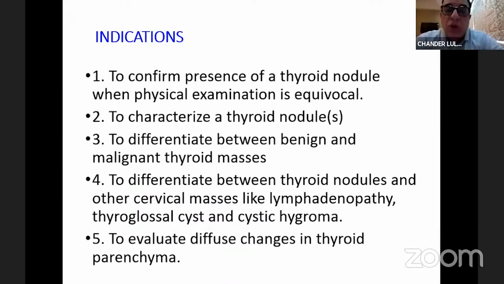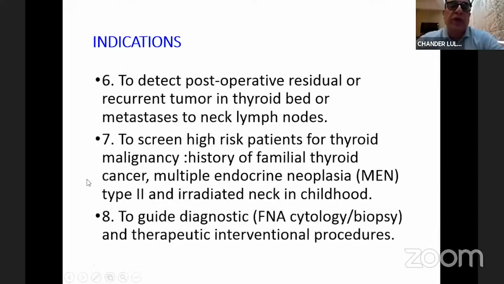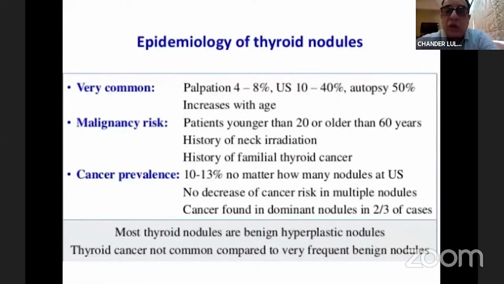So we do ultrasound to confirm the presence of a thyroid nodule when physical examination is equivocal, to, of course, characterize a thyroid nodule and differentiate between benign and malignant. That's the main aim of all imaging modalities. And to differentiate between other extrathyroidal pathologies which can overlap the thyroid. And of course, to look for background changes in the thyroid, to detect post-operative residual or recurrent tumor and metastasis, and to screen for high-risk patients who have a high risk of multiple endocrine neoplasias, and finally, as I said earlier, to guide interventional procedures.